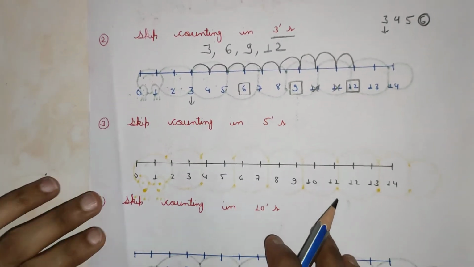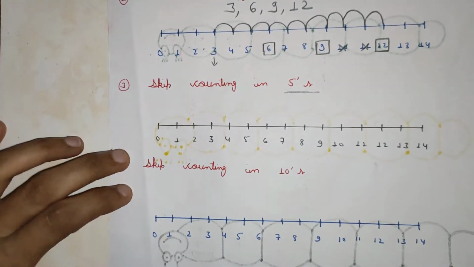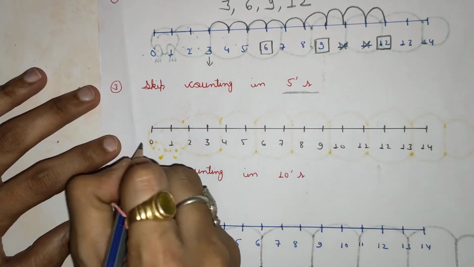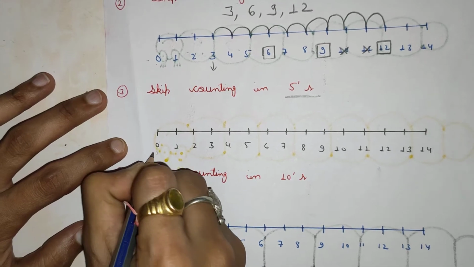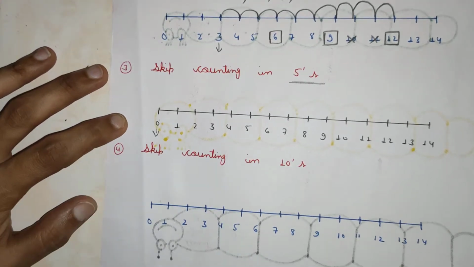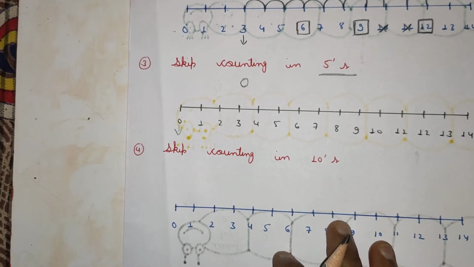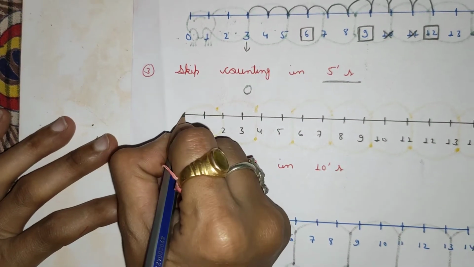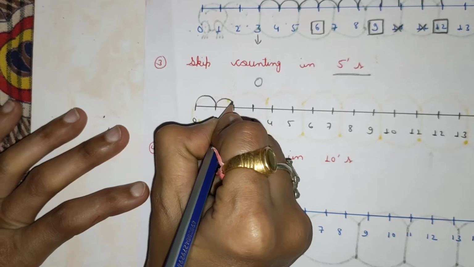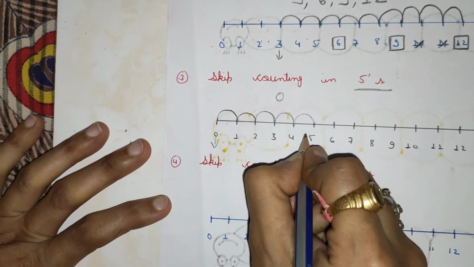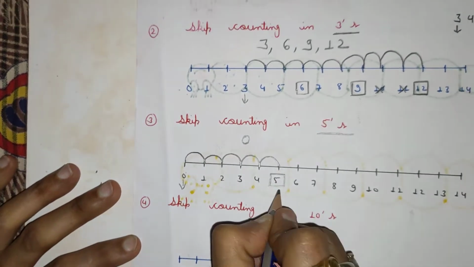Now skip counting in 5s. You have to leave 5 terms. Just see the example here. Again I am starting from 0. My starting number is 0. Now I have to use skip counting in terms of 5. So you just start: first, second, third, fourth and fifth. So the destination point is 5.